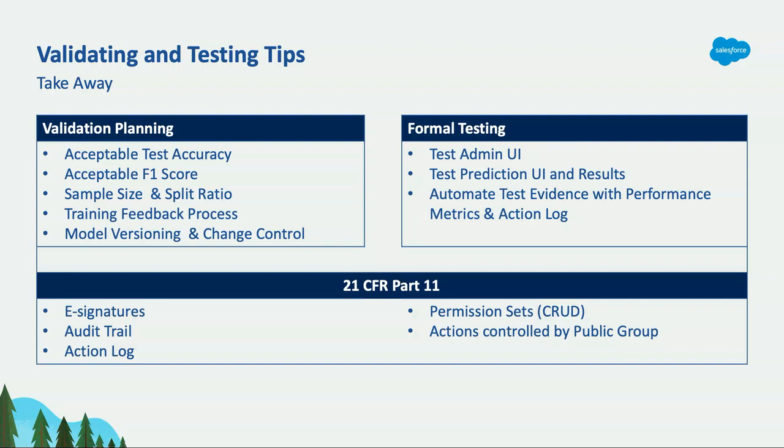And then I'm going to end with formal testing. I mentioned it earlier. You're going to have to test the admin UI. You're going to have to test the end user UI. And the reason why I presented you with those performance metrics is you can use them to automate your validation process, make it a little easier for yourself. And then finally, 21 CFR Part 11, I gave you some examples of how you can make your application compliant with GxP regulations. I know it was a lot of information packed into a small session, but thanks, everyone, for attending.